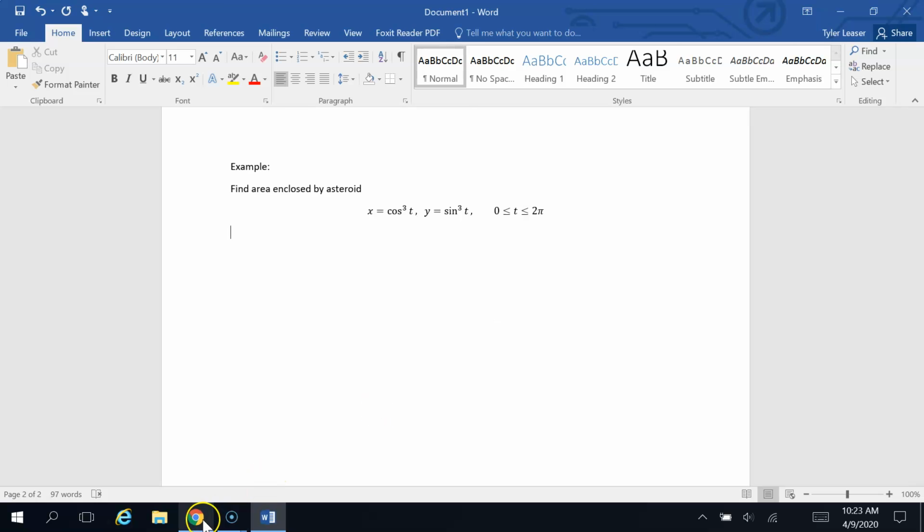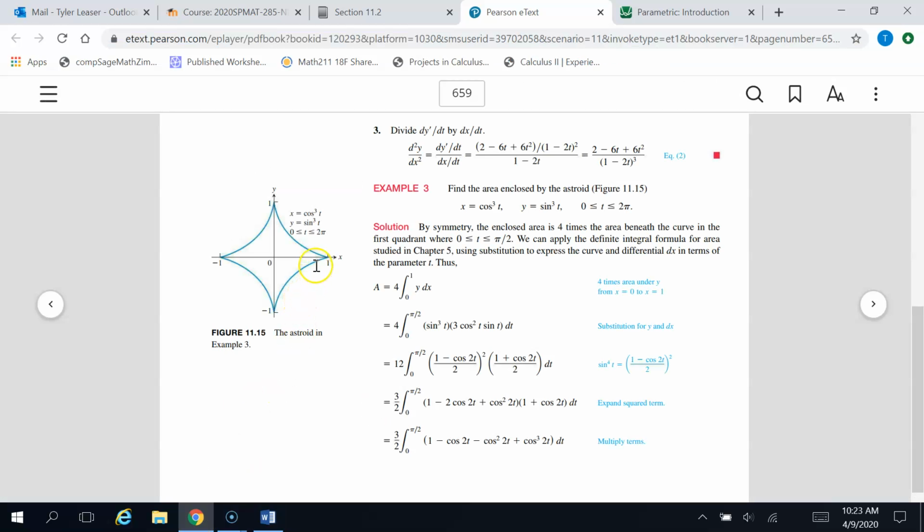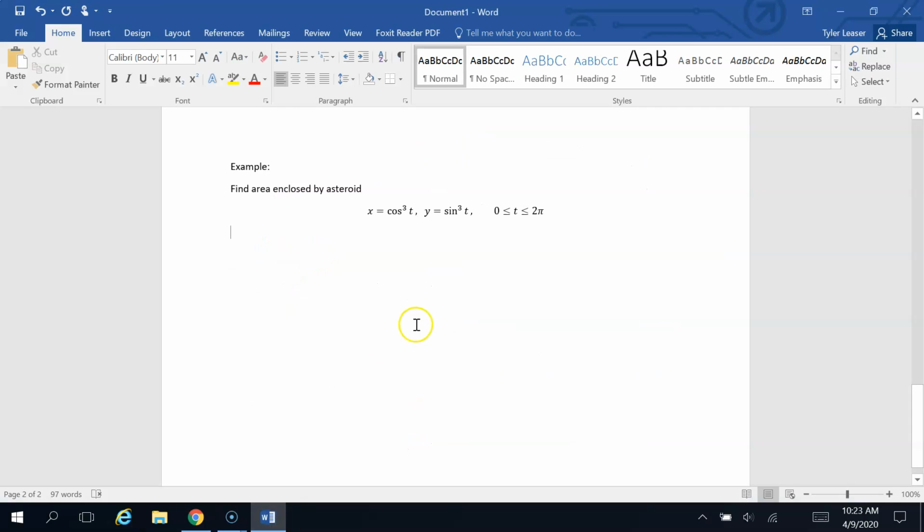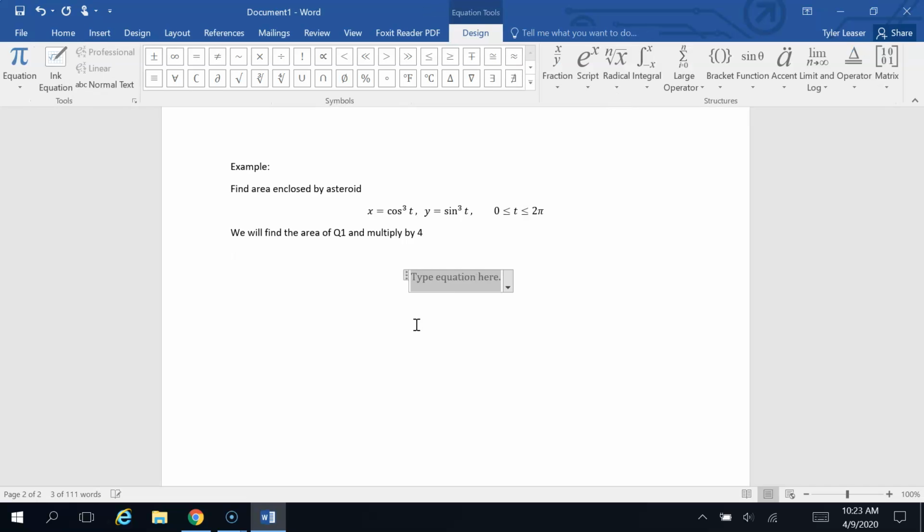So just going back to the picture here, I hope everyone agrees that the area of the entire thing we could get by just finding the area of the first quadrant and then multiplying that by 4. So we will find the area of the first quadrant, Q1, and multiply by 4, since it's all symmetric. Okay, so we'll just do that, right?